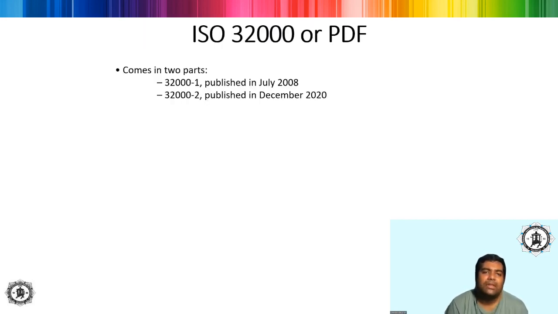Okay, and as I told you, 32000 is the primary standard, and it came in two parts. The first part was published in July 2008 and the second part in December 2020. The first part contained the various aspects of the PDF file structure. The second part was needed to clarify how to develop various other functionalities, and those specifications were published in December 2020 as the second part of the ISO 32000 standard.